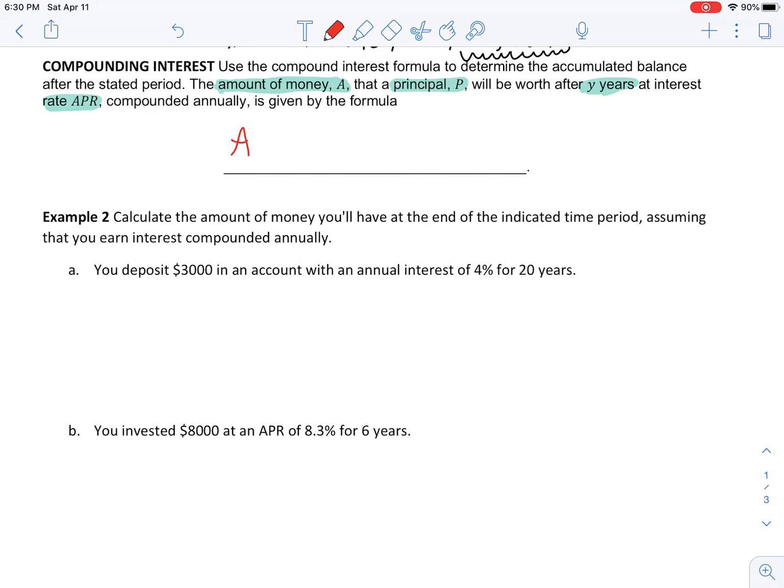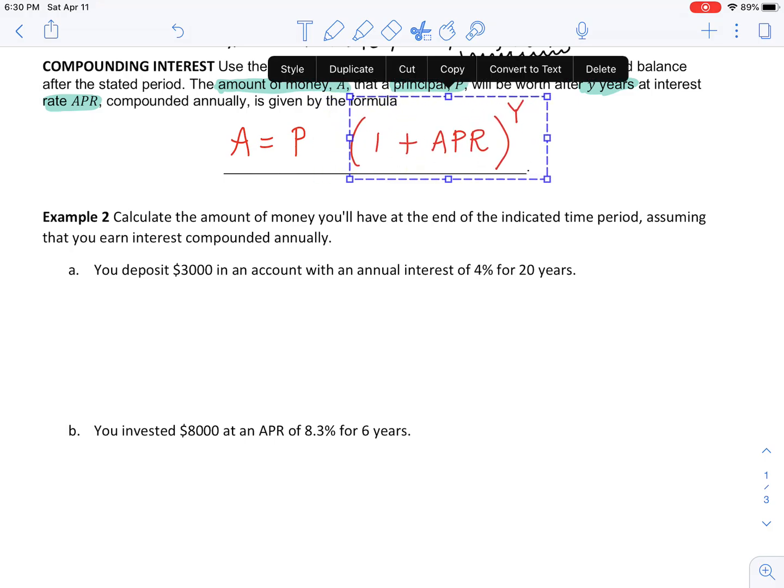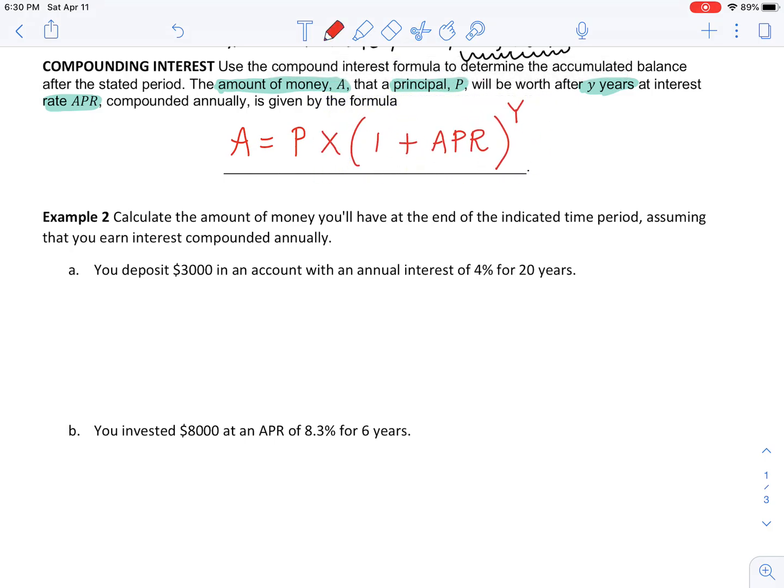The amount of money is going to be equal to the principal times 1 plus APR, and you're raising that quantity to the y power. So if I can add one more symbol here, A equals P times 1 plus APR to the yth power. We're going to use this formula on example 2.